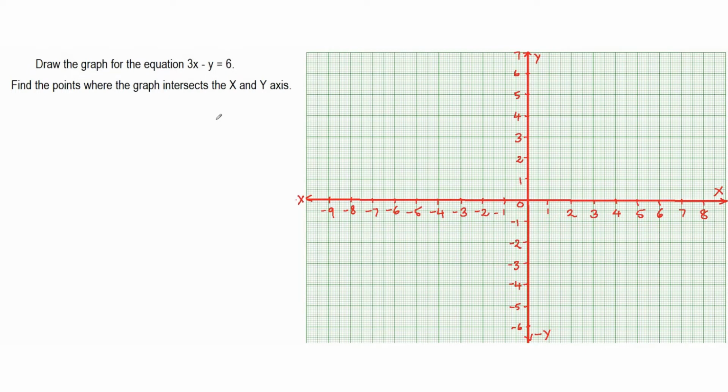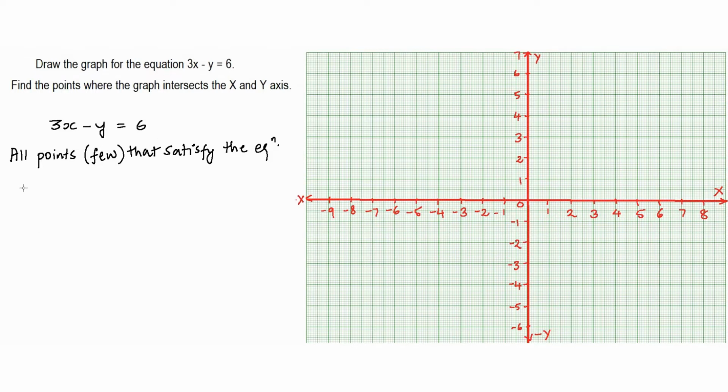In today's session, we are going to talk about drawing graphs for equations in two variables. First, let's understand the meaning of the graph for this particular equation. The equation given here is 3x minus y is equal to 6. So I basically have to find all points, or rather a few points, that satisfy this particular equation, right?